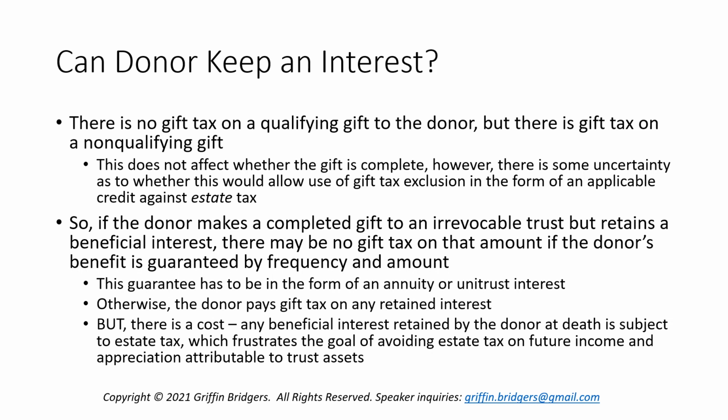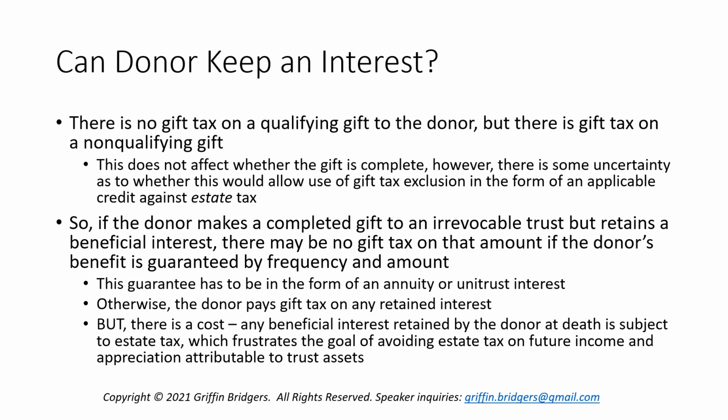And those require that the donor make a qualifying transfer that's really a benefit guaranteed by frequency and amount. What that means is that the guarantee has to be in the form of an annuity or a unit trust interest. So you can have a grantor retained trust, which is typically a GRAT or a GRUT for an annuity or unit trust interest, respectively, or even a CRAT or a CRUT, a charitable remainder trust, where the donor retains an annuity or unit trust interest. Otherwise, the donor is going to pay the gift tax on the total value of what's put into the trust, including their own retained interest.